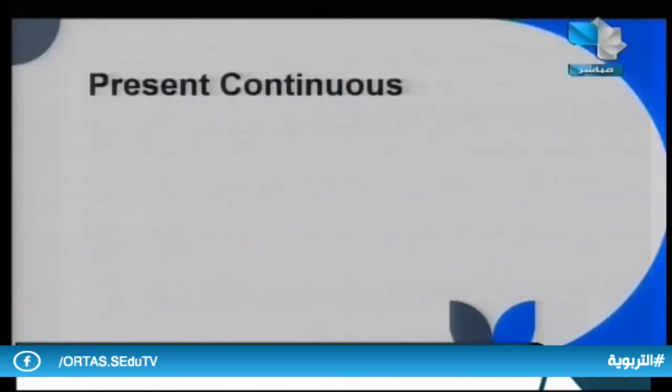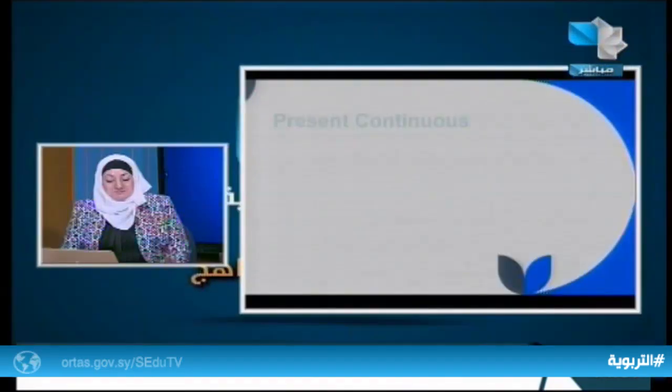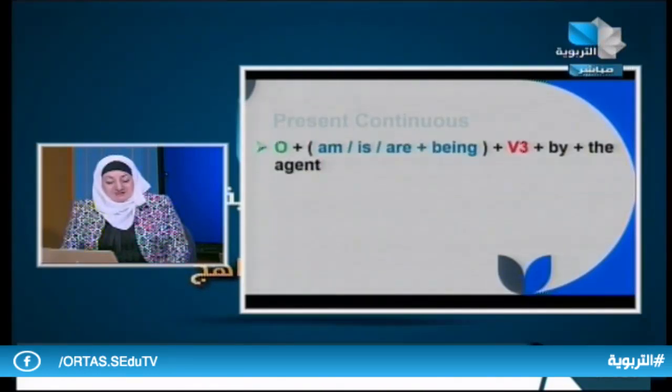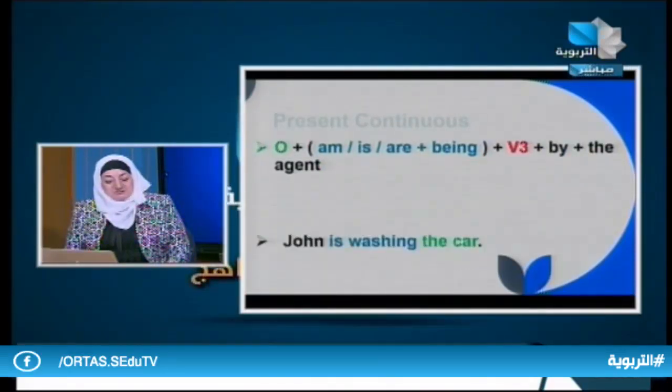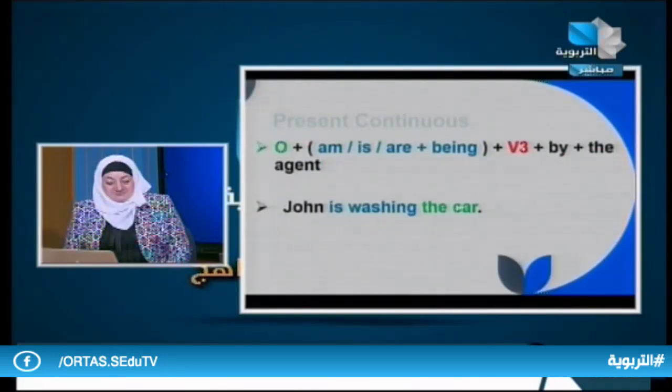Present continuous. First, the form in the passive, we have to start, as we said, with the object. We use verb to be, am, is, are. We add being because it is in the continuous form, and then verb 3 plus by the agent if it is important. John is washing the car. Now this is active. Passive, the car is being washed by John.